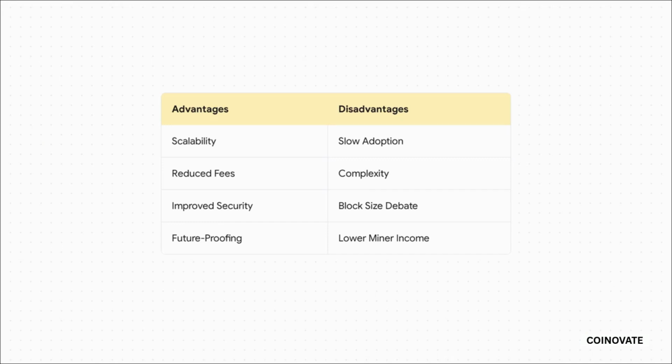On one side, proponents were pointing to the obvious wins: more scalability, cheaper fees, a critical security fix, and a network that was finally ready for the future. But the other side saw things very differently. They argued the whole thing was way too complex and a slow adoption would just fragment the network. And the big one, especially for miners, was that lower transaction fees for users meant less income for them.